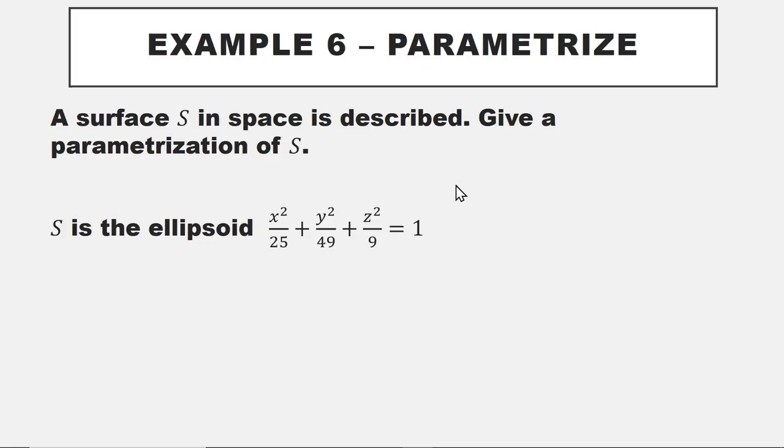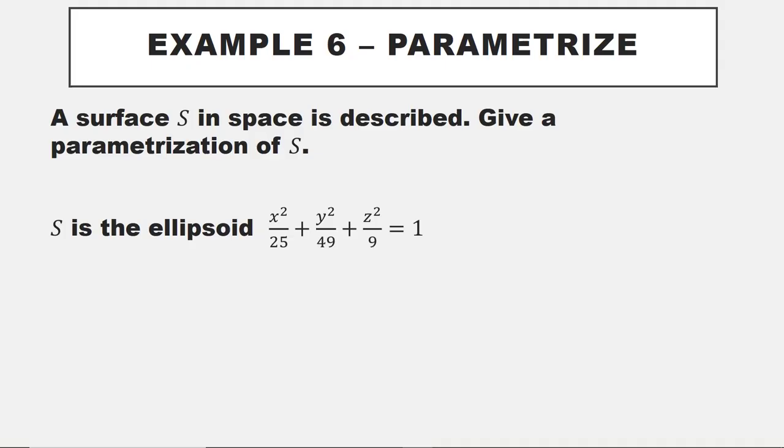Let's do one more that's similar to that. Let's look at example 6 here, which is the surface, which is an ellipsoid. So we have x squared over 25 plus y squared over 49 plus z squared over 9 is equal to 1. Now here, this ellipsoid is centered at the origin. It looks like an elliptical shape in every plane, in the xy plane, in the xz plane, and in the yz plane. So it's this elliptical shape.